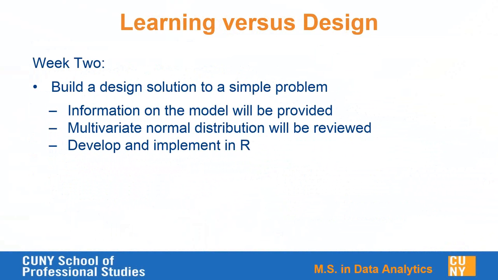And you'll be given the information on the model that you need to build. We'll talk a little bit about the multivariate normal distribution. So you're not expected to know the multivariate normal distribution ahead of time. And in fact, we'll have some materials for reviewing just the univariate normal distribution, just the regular plain old bell curve distribution. And then you'll develop your solution and implement it in R.